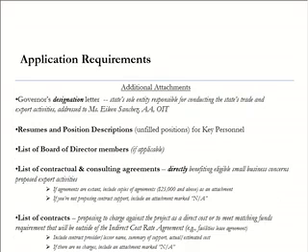In Section 4.1.5, on page 13 of the program announcement, you'll find a list of additional attachments. Each applicant must attach copies of the following to its proposal as applicable: the governor's letter designating the applicant as the state's sole entity responsible for conducting the state's trade and export activities. The letter must be addressed to Ms. Eileen Sanchez, the Associate Administrator in SBA's Office of International Trade.